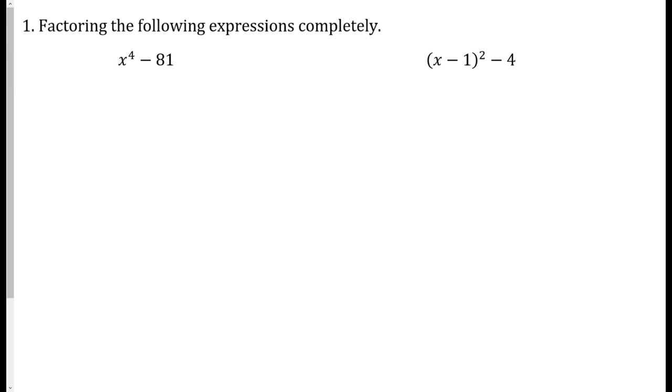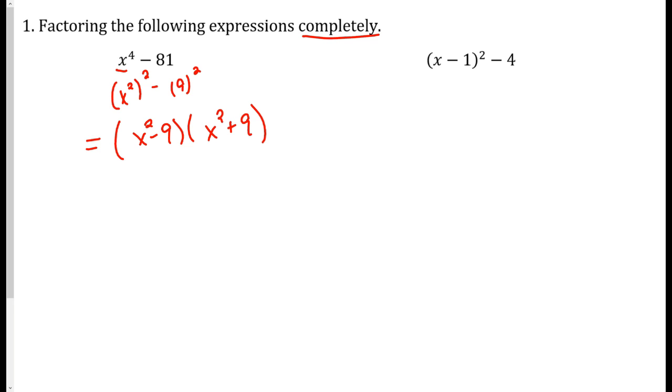Lesson 5. Factor the following expressions completely. So x to the fourth minus 81. Hopefully you recognize this as the difference of perfect squares. That's something squared: x squared squared minus 9 squared. So that means that expression can be rewritten as x squared minus 9 times x squared plus 9.